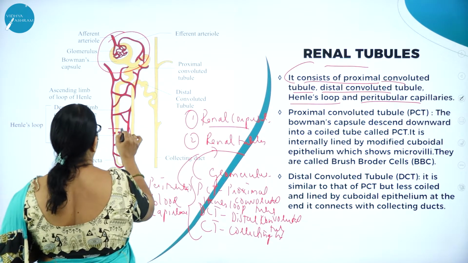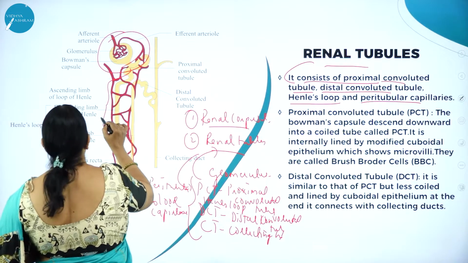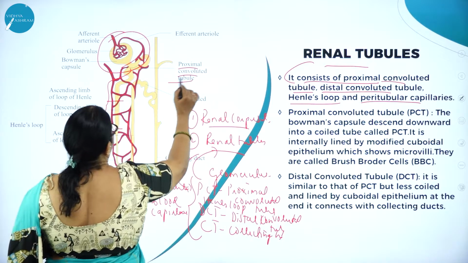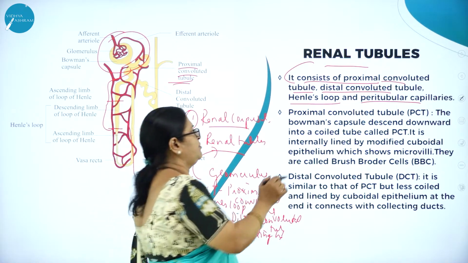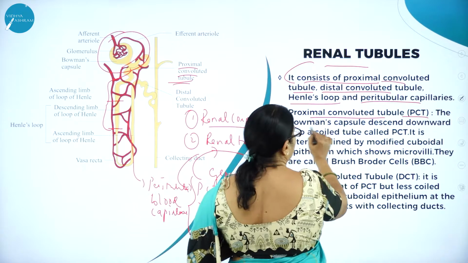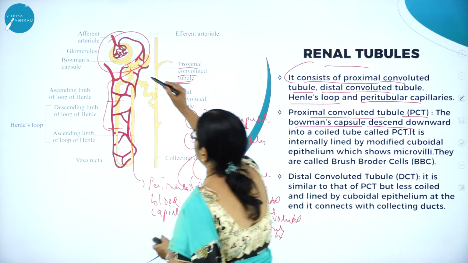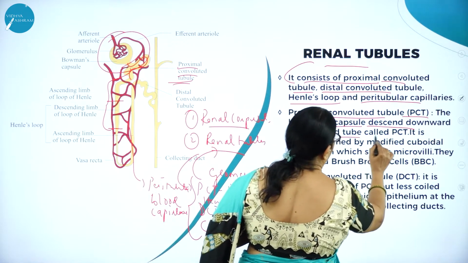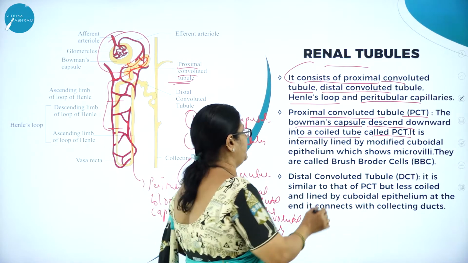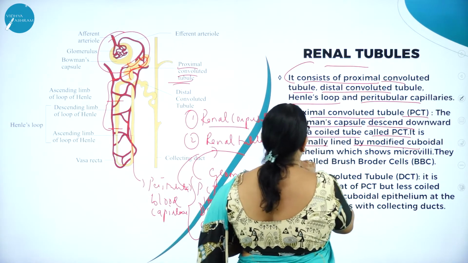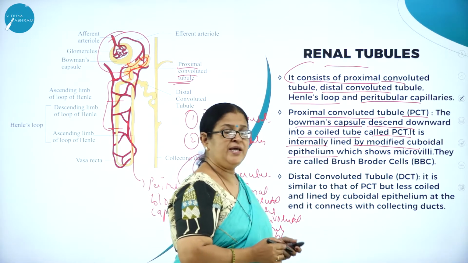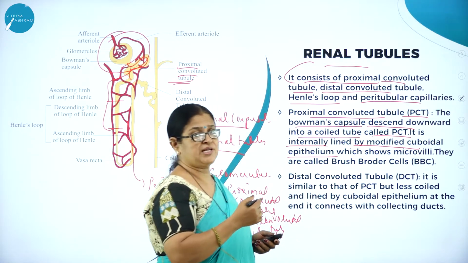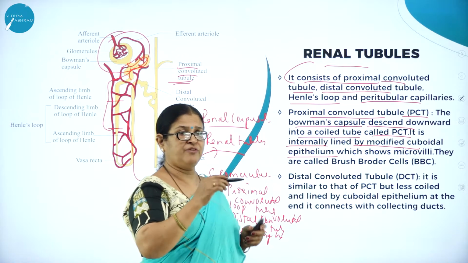This part, from here up to here, forms the PCT, proximal convoluted tubule. The Bowman's capsule descends downward into a coiled tube called PCT, that is proximal convoluted tubule. It is internally lined by modified cuboidal epithelium, just like squamous epithelium in the case of the Bowman's capsule.